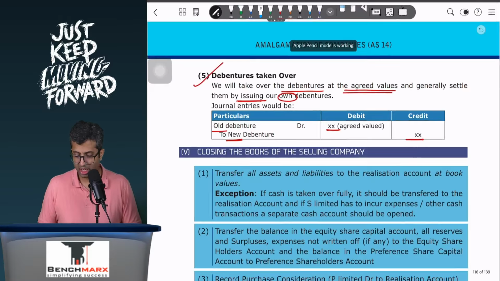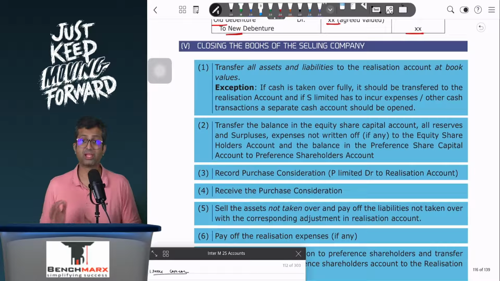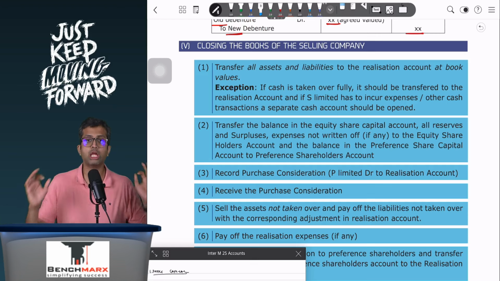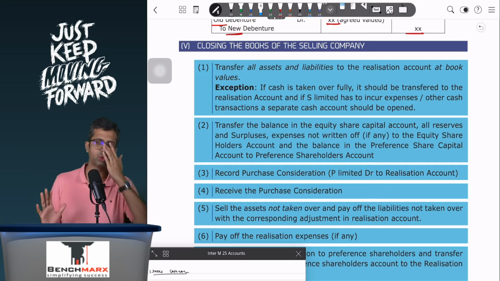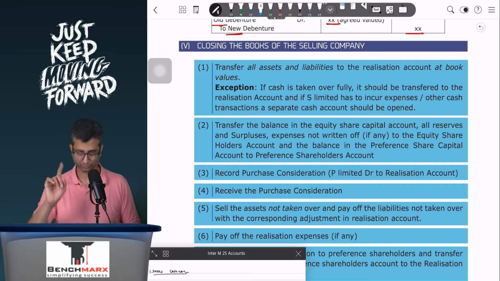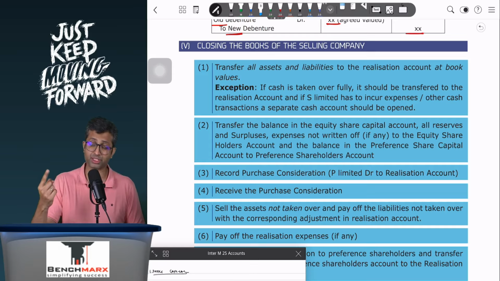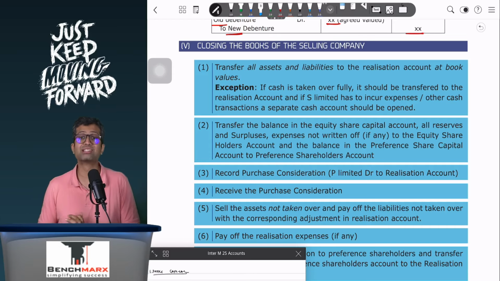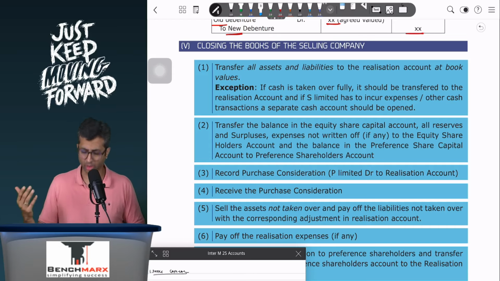another concept in case of your amalgamation, that is what is going to happen in the books of the selling company. Now remember, the entire acquisition accounting applies in the books of the purchasing company. In the books of the selling company, you will follow what is called the liquidation method. That is, you will prepare an account called a realization account, where you will transfer all assets and all liabilities. All of them will be transferred except for share capital, equity and preference both, and reserves. Why? Because these belong to owners, for which you will prepare separate accounts. Equity shareholders account, preference shareholders account.